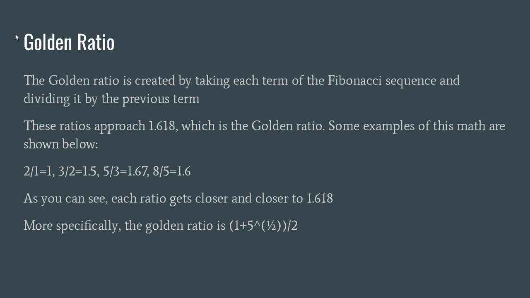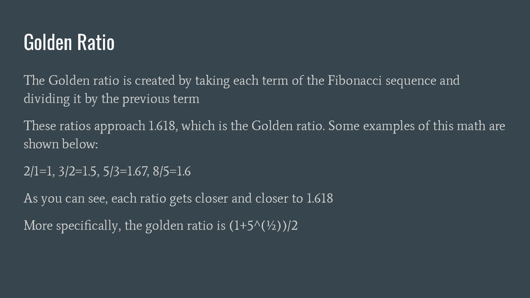Okay, so anytime you talk about the Fibonacci sequence, you've got to talk about the golden ratio and the golden spiral. The golden ratio is created by taking each term of the Fibonacci sequence and dividing it by the previous term. These ratios approach 1.618, which is the golden ratio. You have these examples down here. 2 divided by 1 equals 2. Obviously, we're not going to start with 1 divided by 0, you can't divide by 0. So we start with 2. 3 divided by 2 equals 1.5.